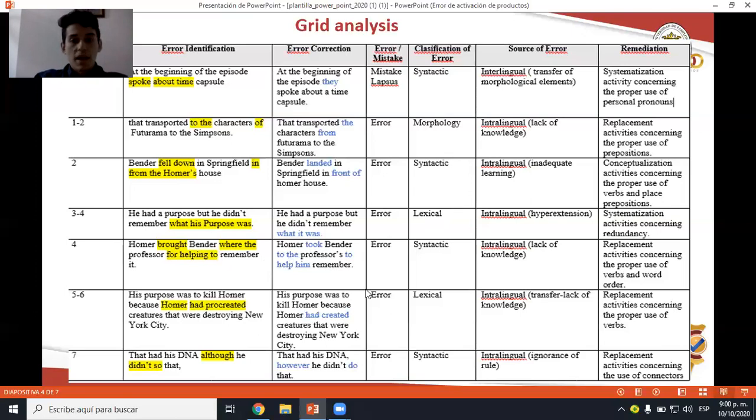Also in this one, a syntactical error. Here, they use some verbs that weren't supposed to be there. So I tried to develop it in another way and replace it with "took", that could enhance the meaning of the sentence. So as a replacement activity, I propose the proper use of verbs and word order.